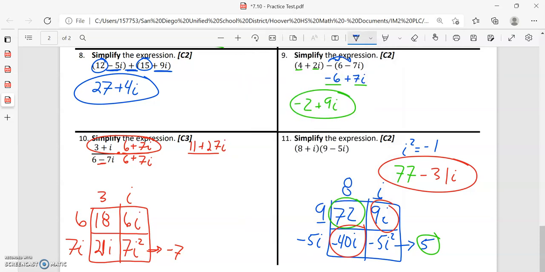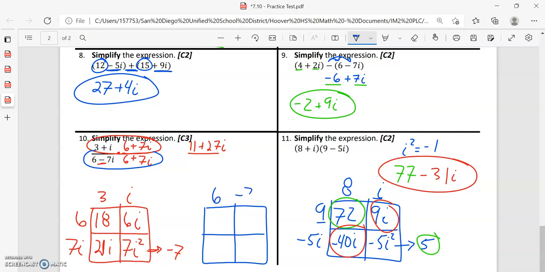Now let's do the bottom. We'll do that one in blue. Here is our bottom. So we have 6 minus 7i, 6 plus 7i. 6 times 6 is 36. Negative 42i, positive 42i, and minus 49i squared. This becomes a positive 49.